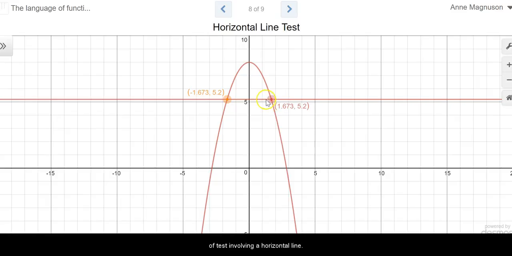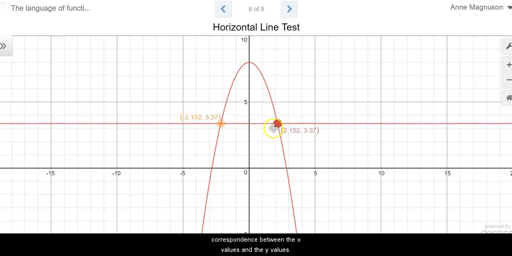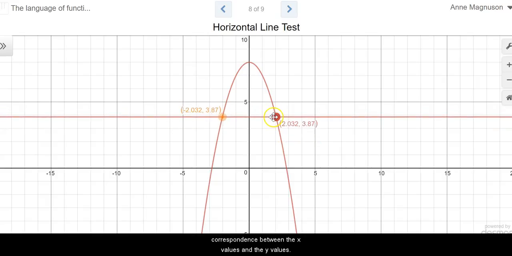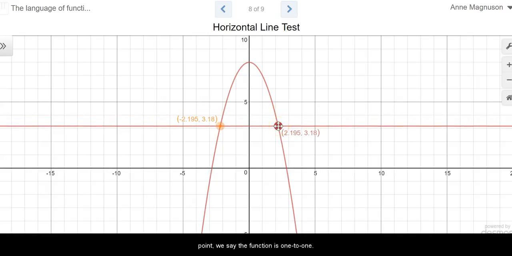However, there's another kind of test involving a horizontal line. The horizontal line test tells us if there's a one-to-one correspondence between the x values and the y values. If the graph intersects a horizontal line at most one point, we say the function is one-to-one.